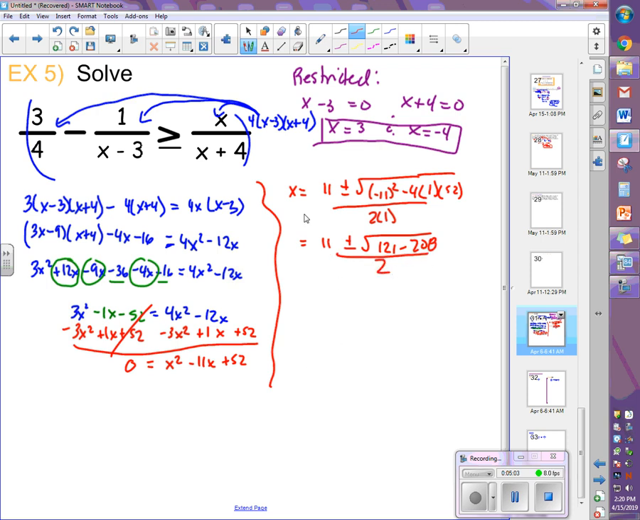Let me double check to make sure my math is correct. Give me one moment. So we're good. There are no real solutions. All right, so we'll build our number line. And the only numbers we're going to use are 3 and -4.